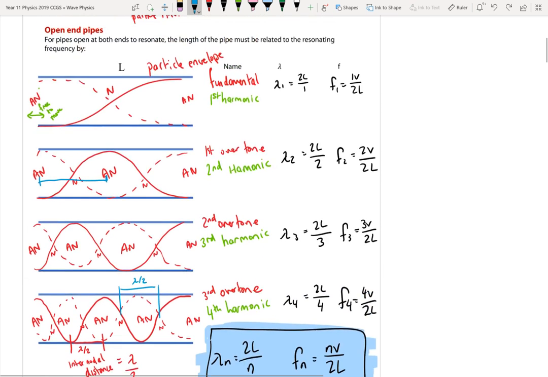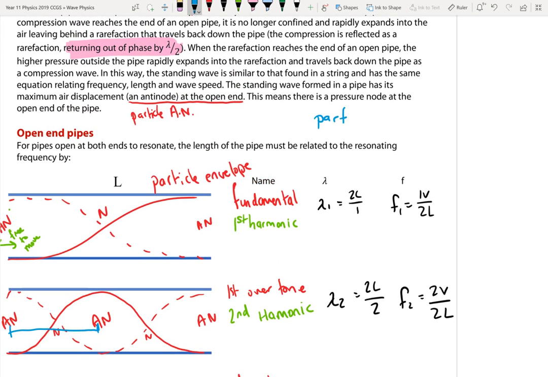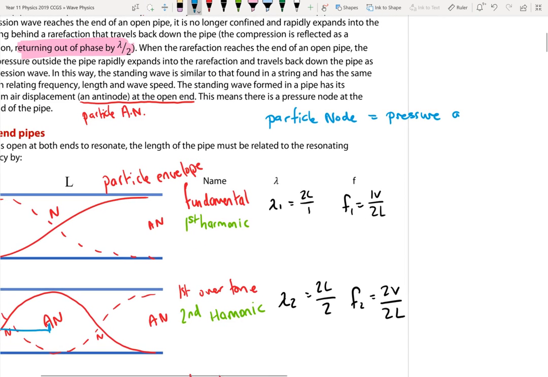Now, here's what you need to write down somewhere. There it is. I mean, could you just write this here, please? Particle node equals pressure antinode. And vice versa. What does that mean? I'll explain that in just a moment. Write it down.